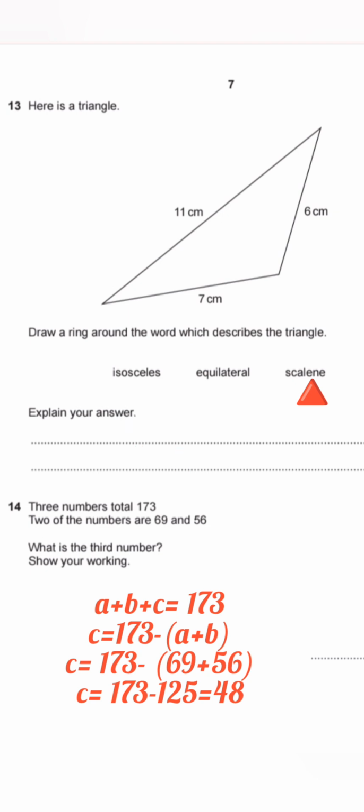The second question says three numbers total 173. We're given two of the numbers. How do we get the third number? In this case, you add the two known numbers and subtract from the known total. That should give you the answer.